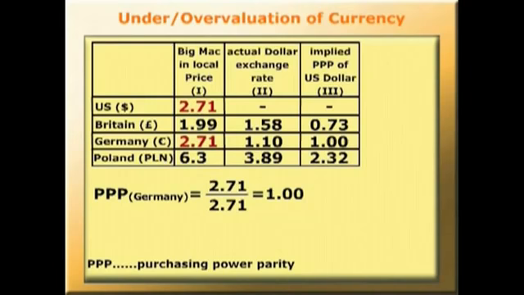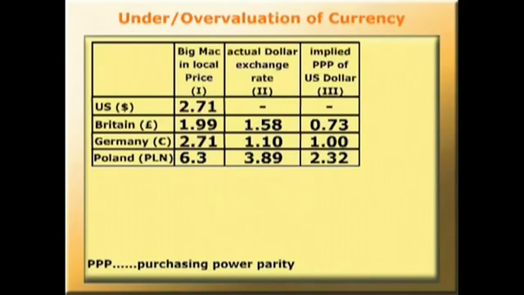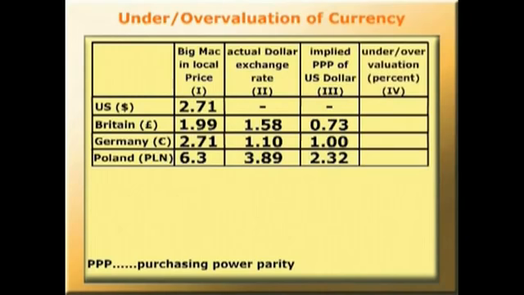Now we've done the same for the British pound and the Polish zloty in the table and shown their respective purchasing power parities. Now, what's the meaning of purchasing power parity? This needs care. PPP says you would expect $1 to buy the same amount of goods in the US as €1 buys in Germany, and as 2.32 zlotys buys in Poland. We can argue that this is the correct rate of exchange. But the actual rate of exchange is different in each case, as you can see from the table. But we can work out now the under or overvaluation of a currency by comparing the implied rate that we got from the Big Mac with the actual rate.